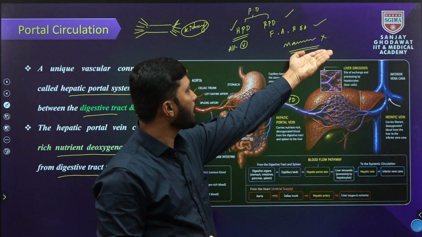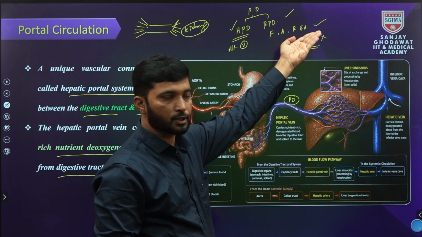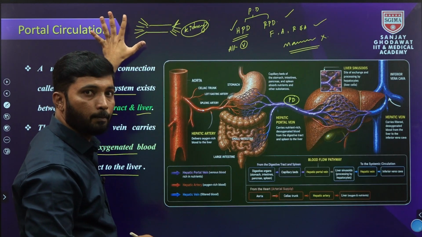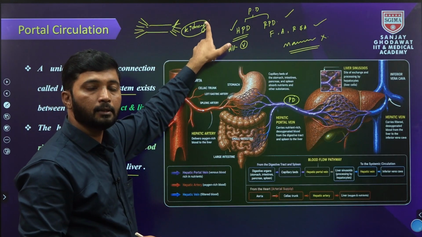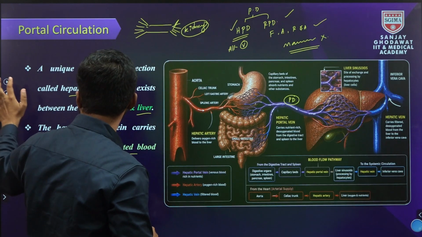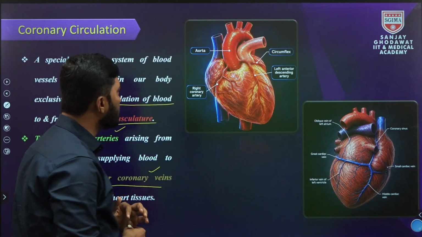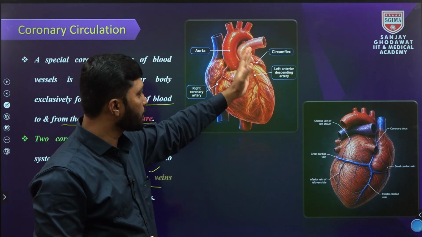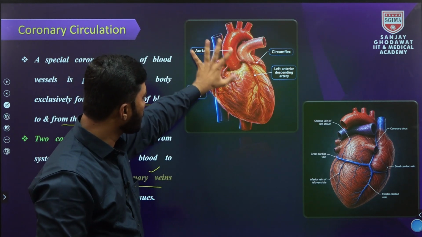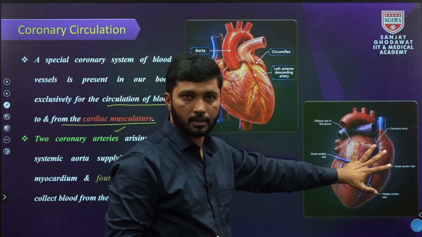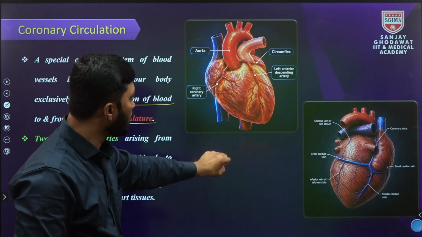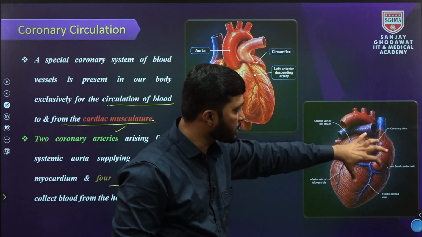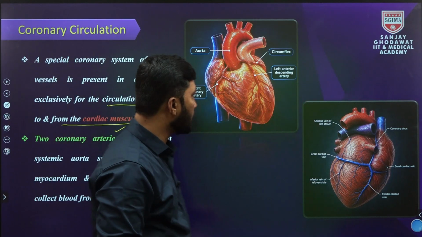Renal portal is absent in mammals, present in the initial vertebrates. It starts with capillary in the lower body parts and ends in the kidney, right. That is a portal, hepatic and renal. Next, in the coronary circulation, from heart to heart, the coronary arteries carry oxygenated blood towards the heart. The four coronary veins carry deoxygenated blood from the heart to the right atrium.